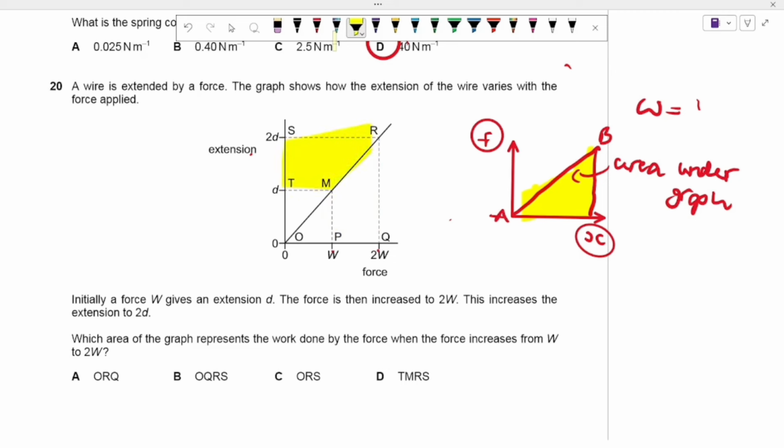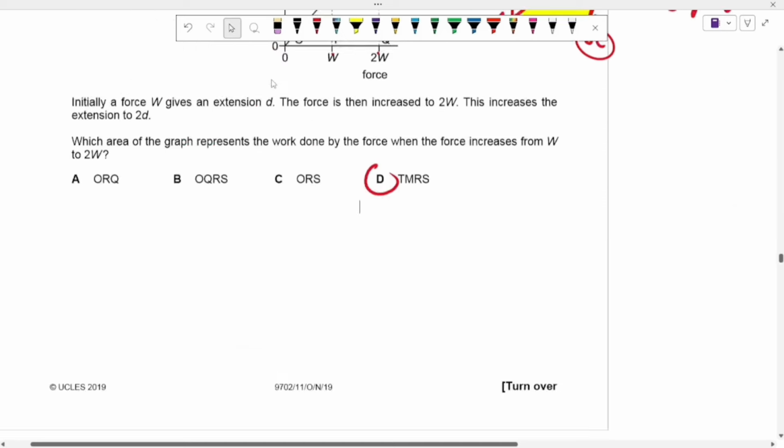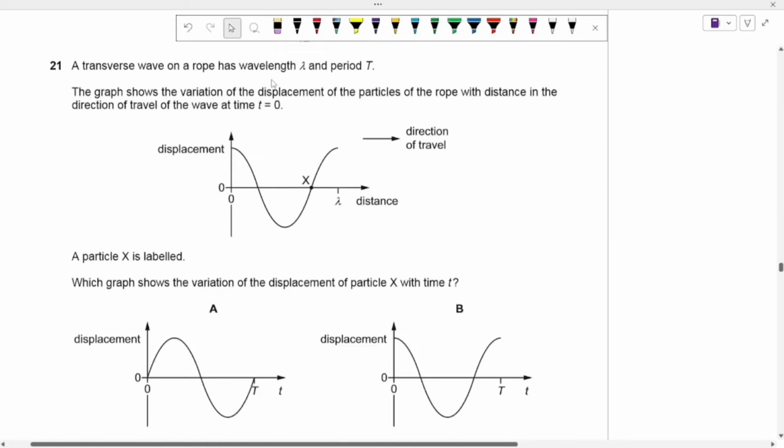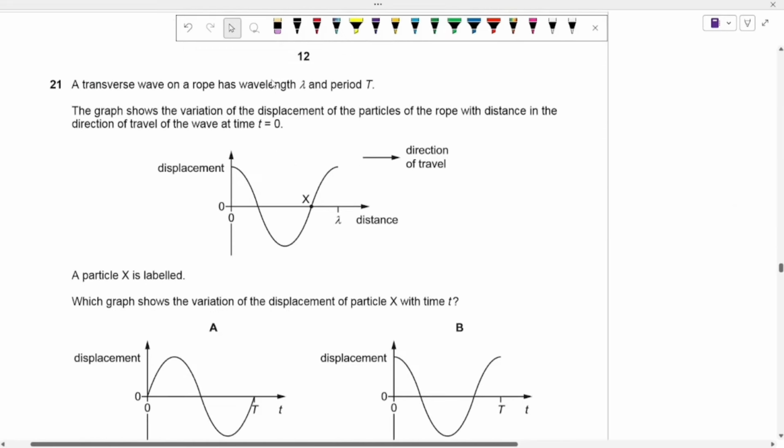If you look, this is actually very true, because we have extension on this side and force on this side. So this is going to represent our work done. Our work done is just going to be TMRS, and the answer is D. Very important for you to be thinking of that. Move on to question 21.